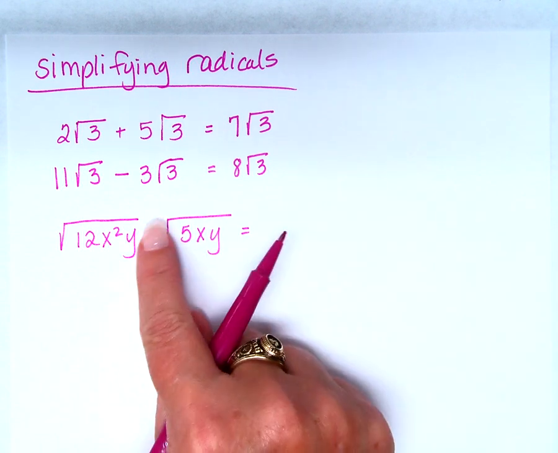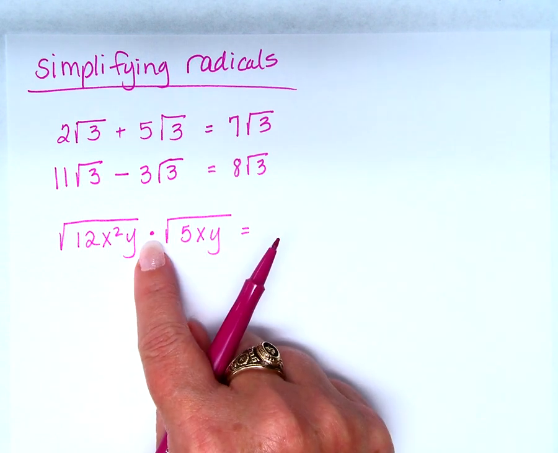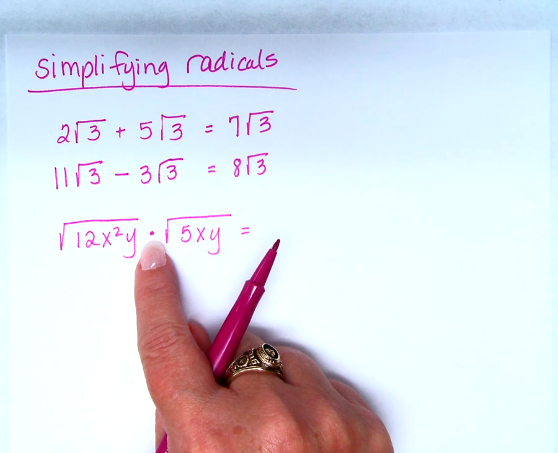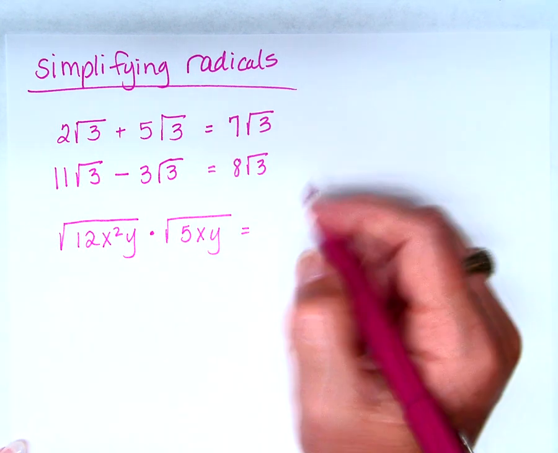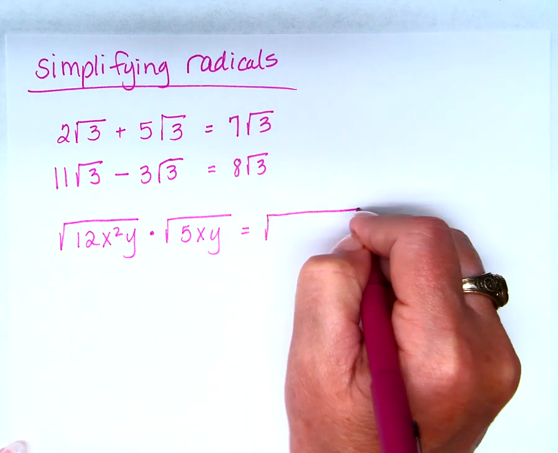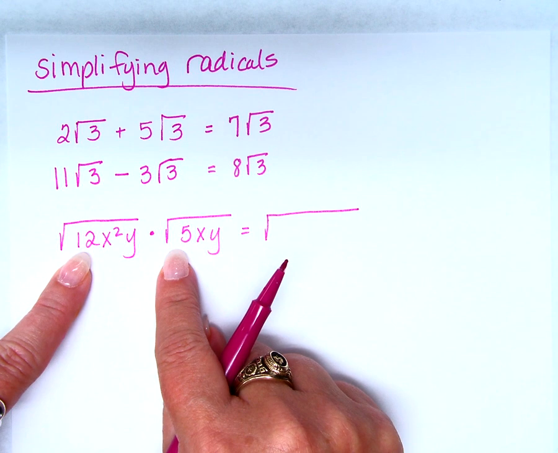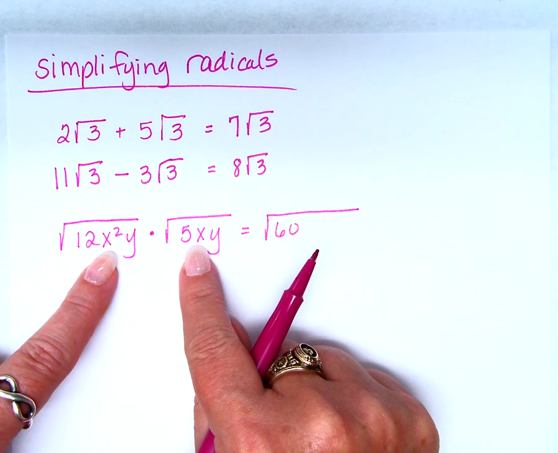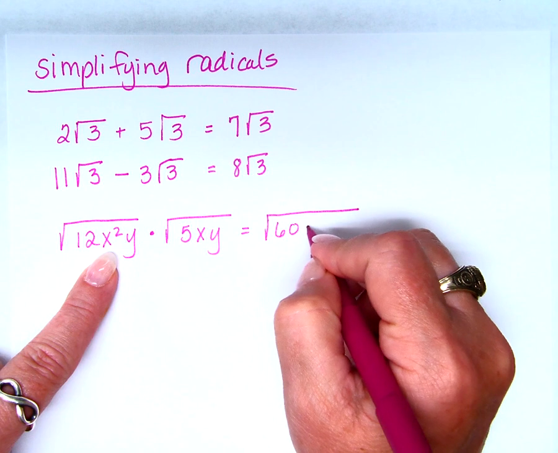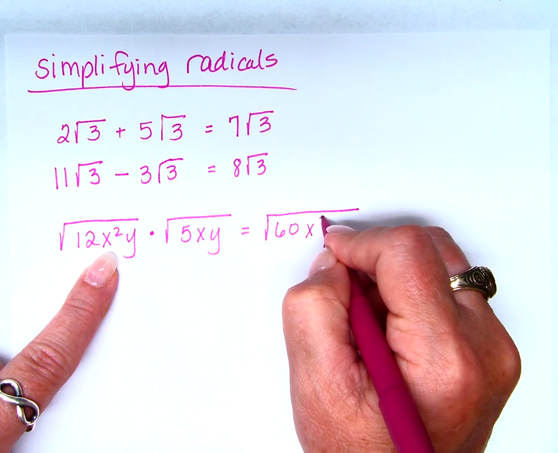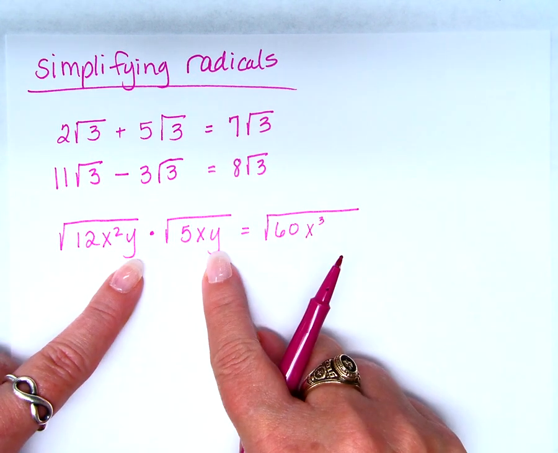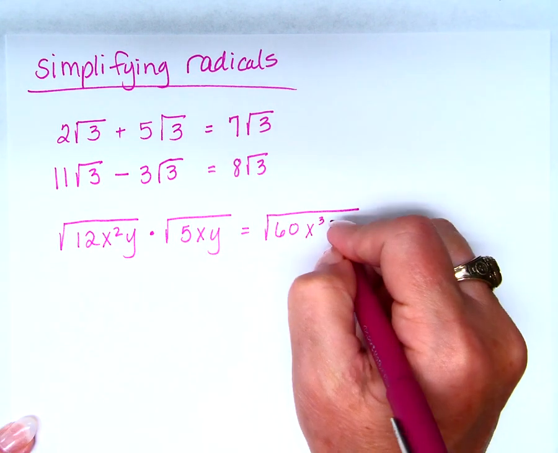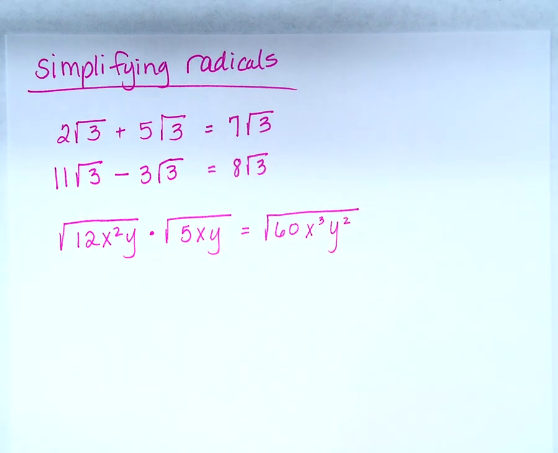What do you think I'm going to do here? Multiply everything that's on the inside, right? So do what it says. What's 12 times 5? 60. What is x squared times x? X to the third. And what's y times y? Y squared. Is that simplified though?